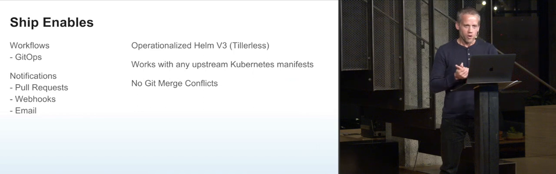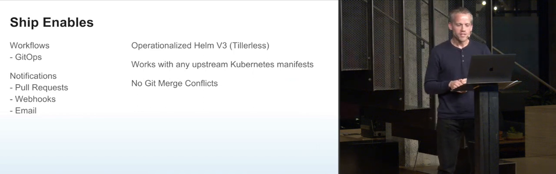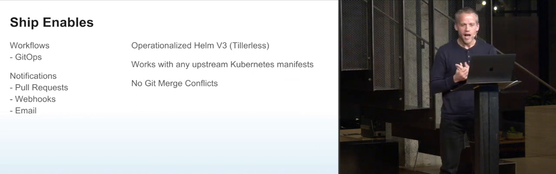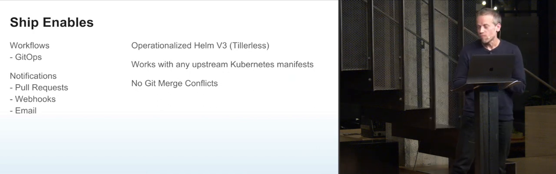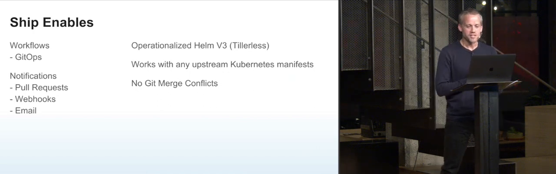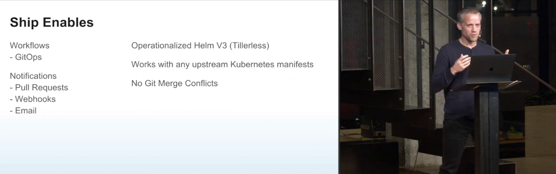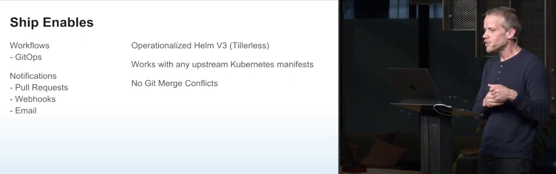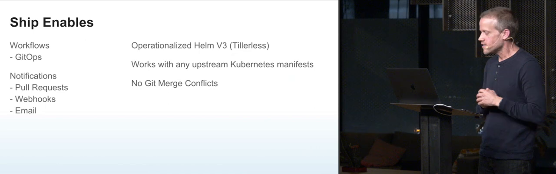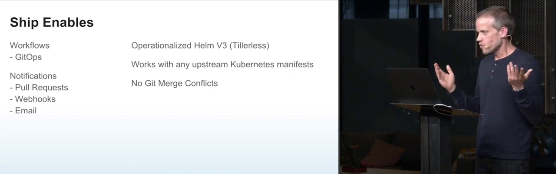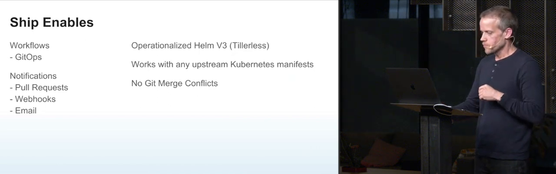So Ship enables workflows, GitOps, notifications of different types. It enables today operationalizing a version of Helm v3, which is tillerless Helm. It doesn't only work with Helm. You can point that to a GitHub repo that has just plain Kubernetes YAML in it, and it works just as well. It doesn't show a value screen, but the rest of the process is identical. And there are just no Git merge conflicts when you're using it.